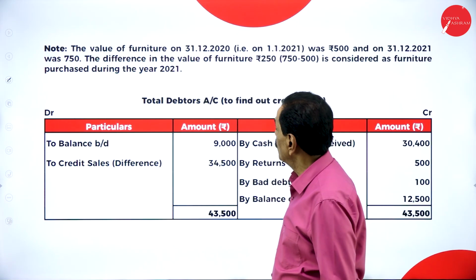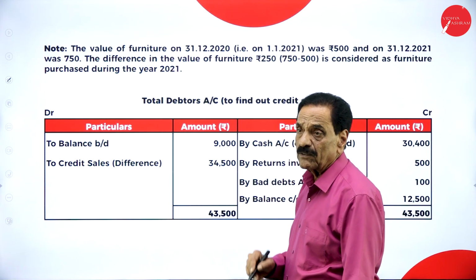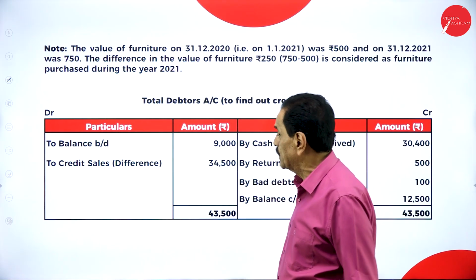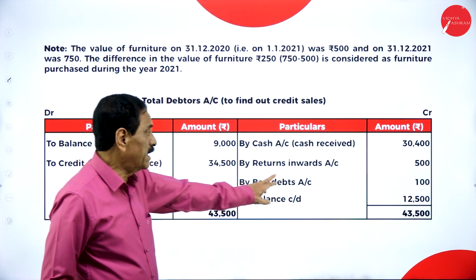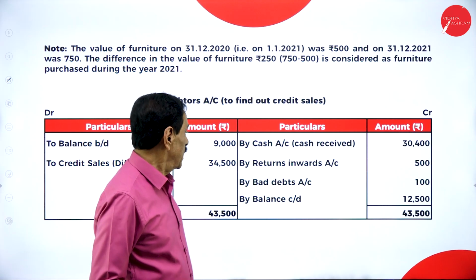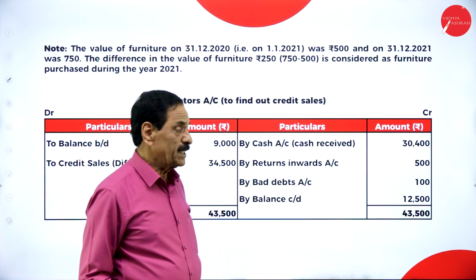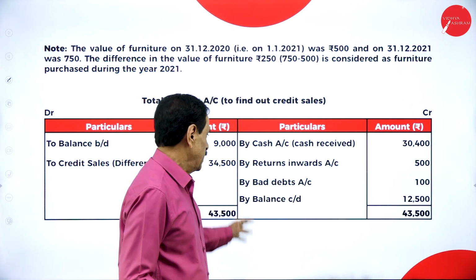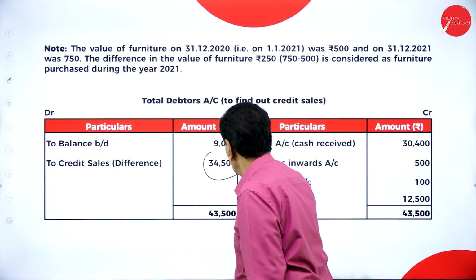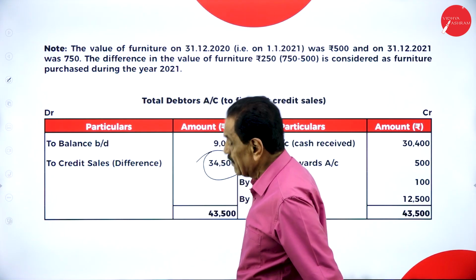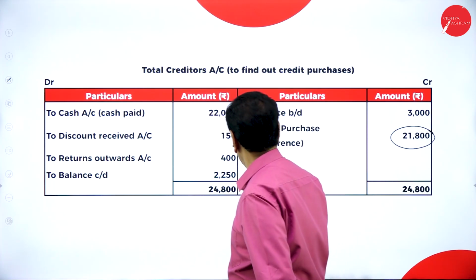Then we move on to prepare the debtor account, to find out the credit sale and credit purchase. To balance brought down, it is 9,000. By cash received from debtor. By return inward, meaning sales return. By bad debt, by balance carried down. The difference is 34,500.